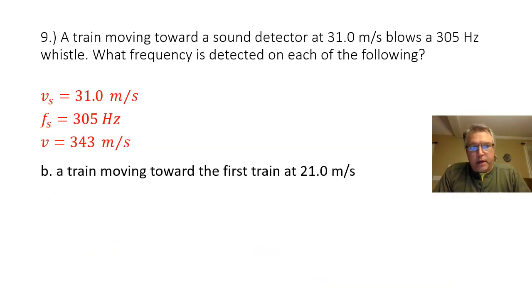Part B of problem 9 asks, what is the observed frequency on a train moving toward the first train at 21 meters per second? So the two trains in this scenario are both moving toward one another. Hopefully they're on different tracks. We can assume that. But because both trains are moving toward each other, the velocity of the observer is going to be 21 meters per second, and it's going to be positive 21 meters per second because it is moving toward the observer.